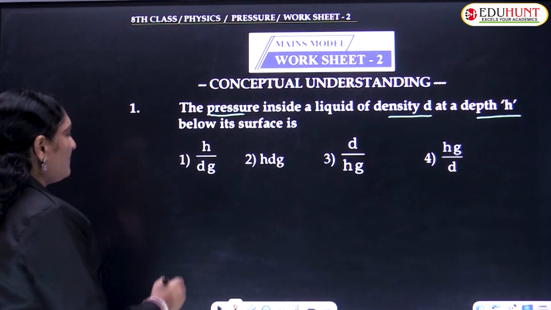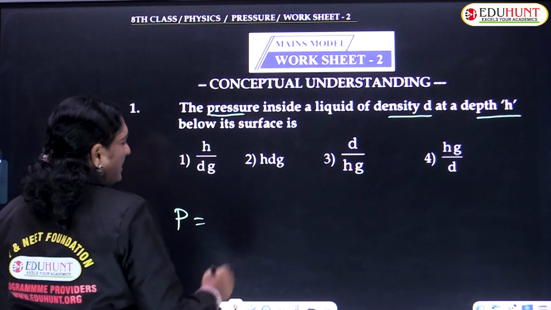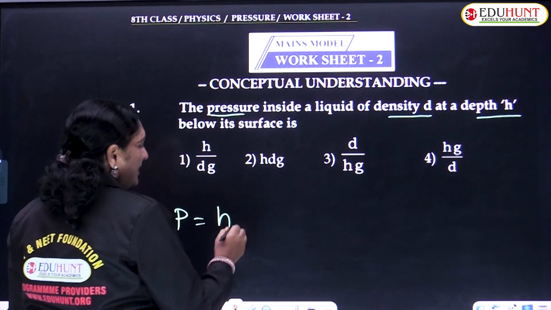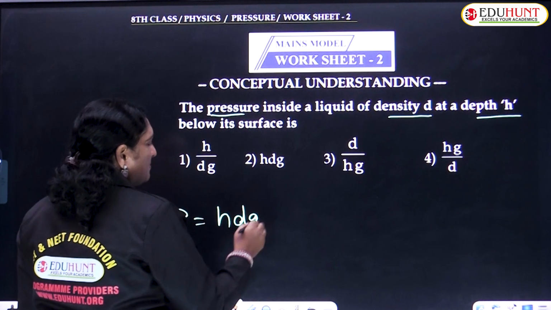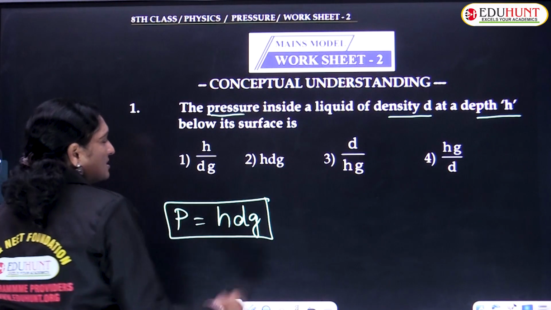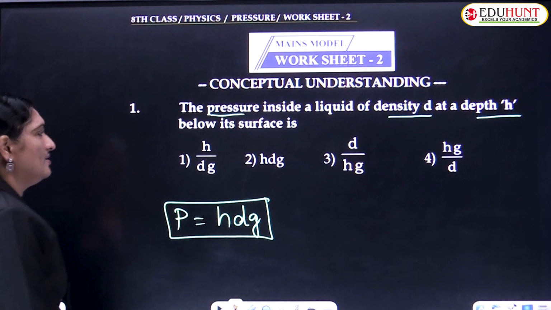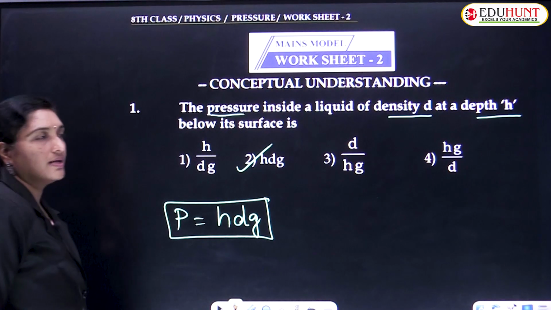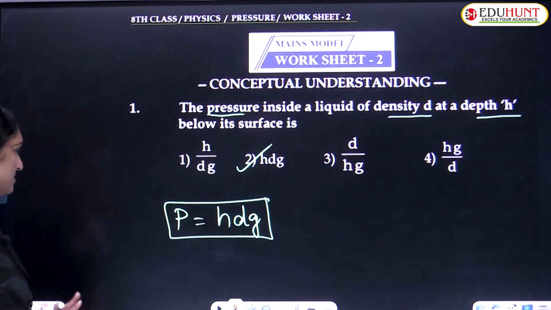So what is the formula for pressure? If density is D, then pressure at a given depth H is given as HdG. And hence the correct option is the second option, that is HdG.